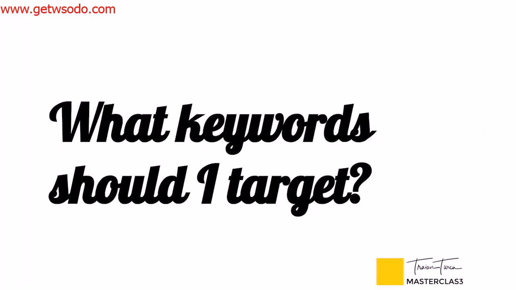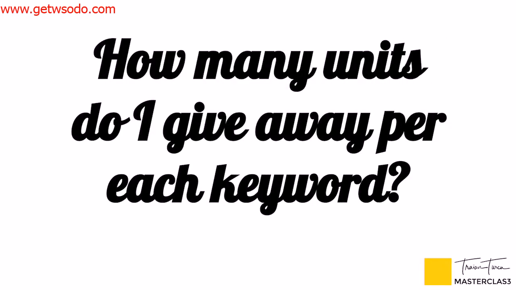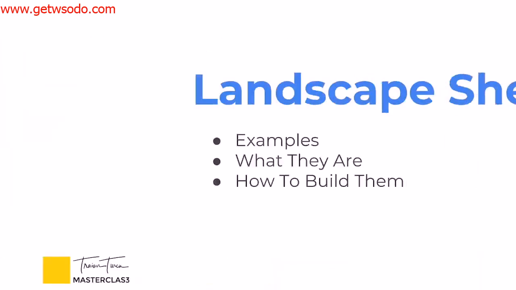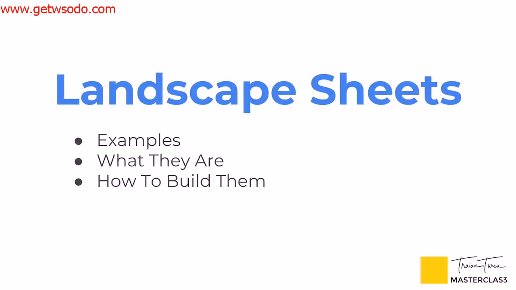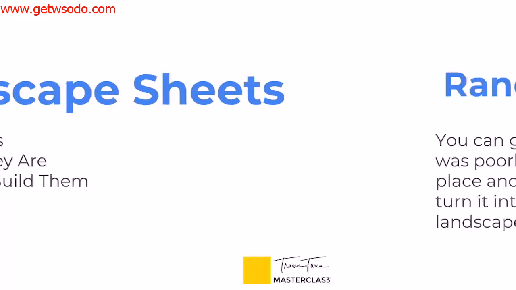So there are 2 main questions we're going to answer as we look at these sheets. One is what keywords should I target, and the second one is how many units do I give away for each keyword. And in front of you are some Google Sheets printed out, which I call landscape sheets. We're going to go through some examples. We'll look at what landscape sheets are. How to build them, we're not going to cover that here. As I mentioned, we'll have a separate video on that.